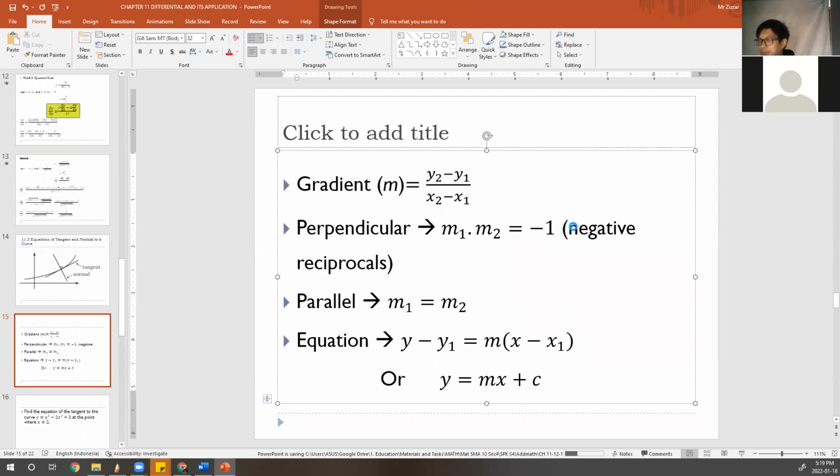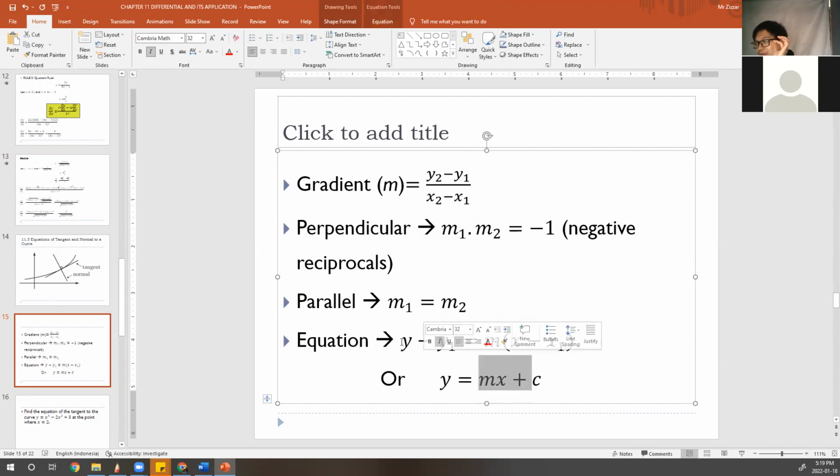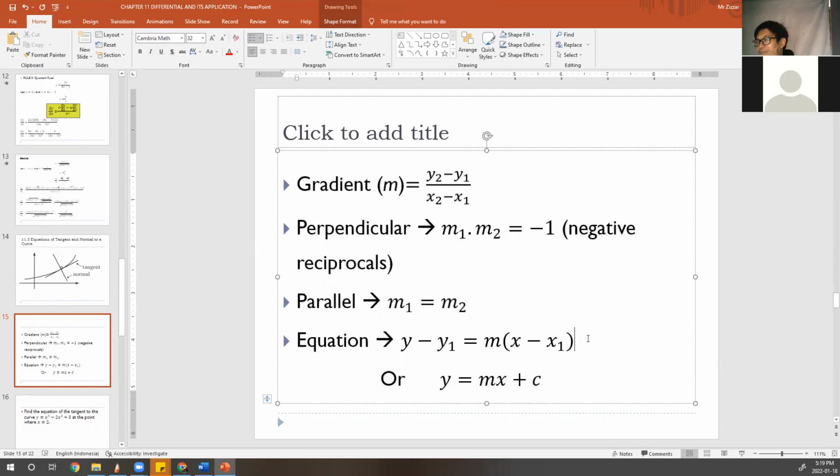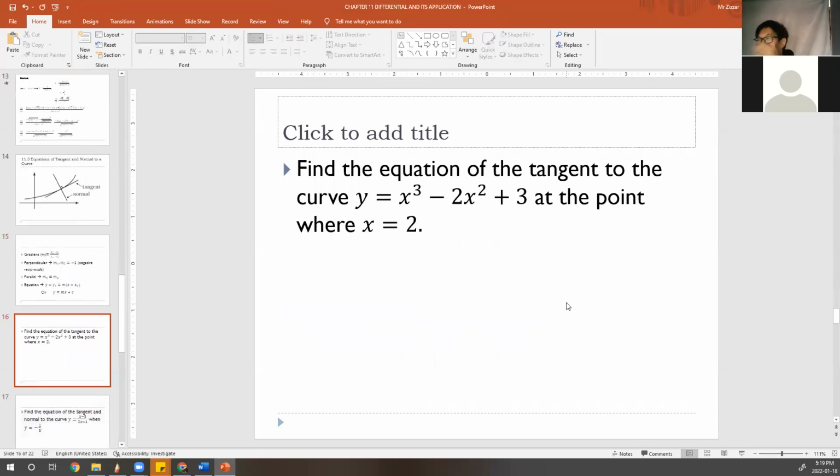Reciprocals. And parallel means they share the same slant, same gradient. Okay, so m1 equals m2, and we can use the equation y equals mx plus c. You better use either one. Don't use this, use the second one. I mean, use mx plus c, and you can find m, you can find c. After you get the gradient and the intercept, just put it back. There you go. Find the equation of tangent at the point where x equals 2.